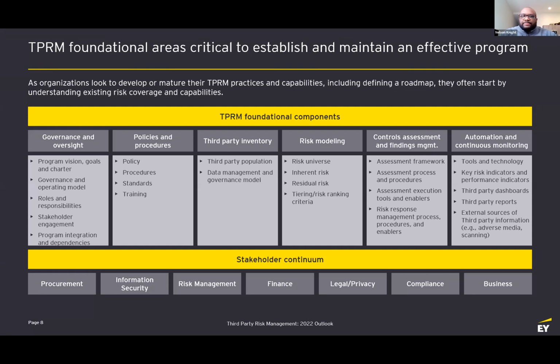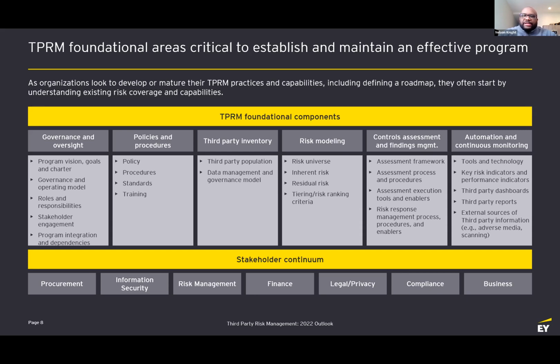The second pillar here is policies and procedures. Once you have your roles and responsibilities, your governance model, you really want to define the policies and the standards and the procedures that all the key stakeholders and the business owners are going to leverage to go through this third-party risk management program. Making sure that those policies and standards are accessible to everyone so that they're aware of the program and they understand the requirements is a really important part of maturing your program and making sure that you have consistency across your organization.